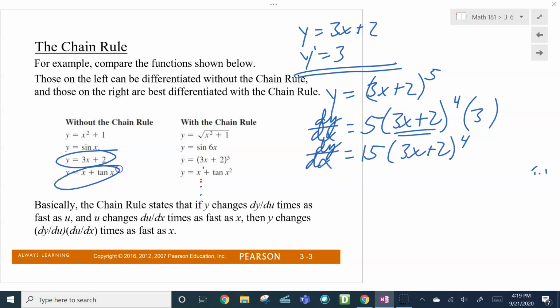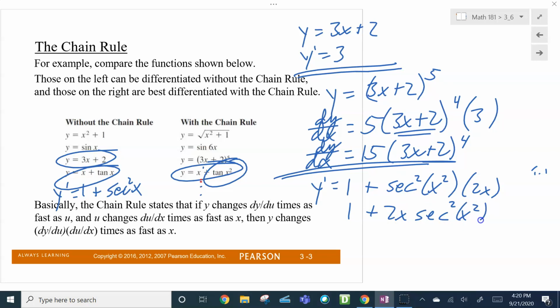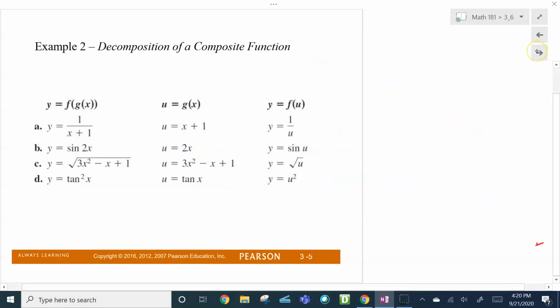Alright, let's do this last one. This derivative here, 1 plus derivative of the tangent, secant squared. Whereas over here, the derivative is 1 plus, now this is tangent of x squared, so it's secant squared of this x squared, and then derivative of x squared, 2x. So this is 1 plus 2x secant squared of x squared. Okay, that's some examples with the chain rule.